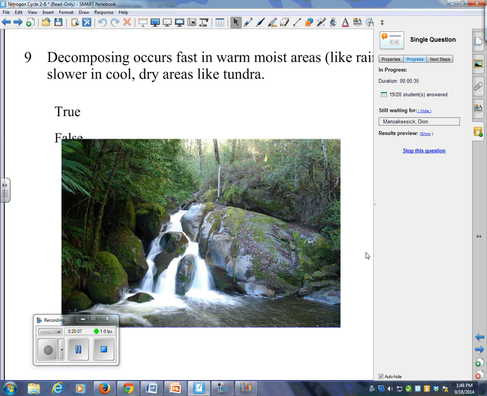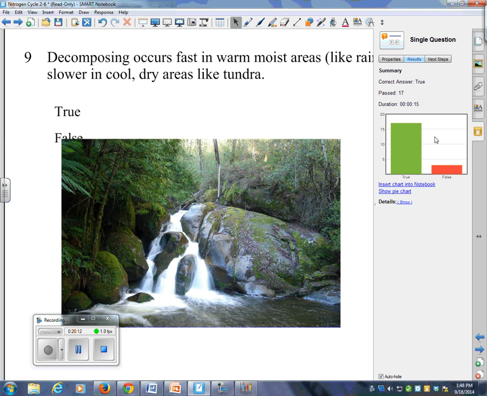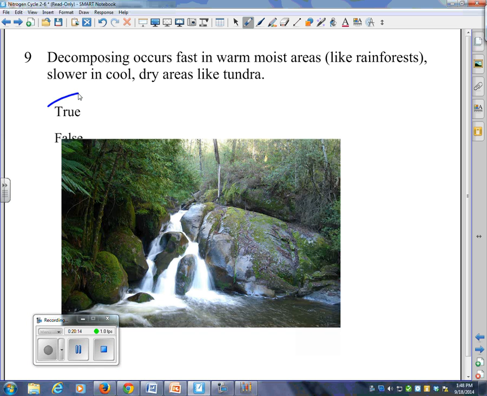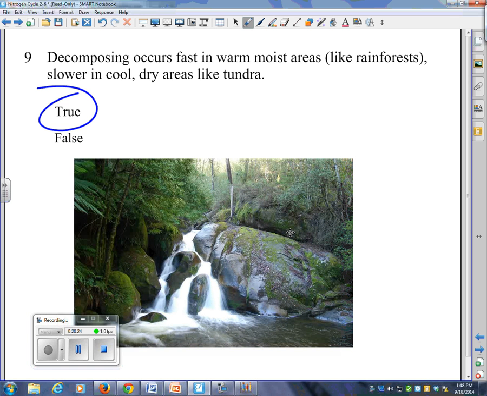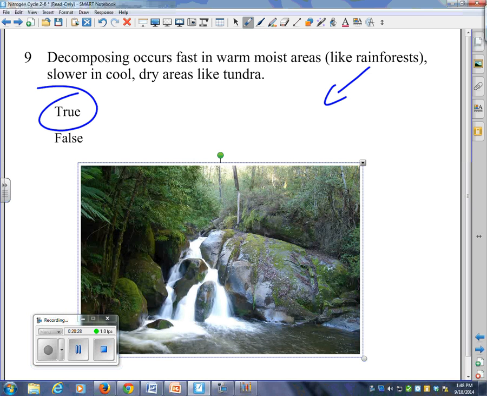Sorry, Dion, the correct answer is true. Decomposing occurs fast in warm, moist areas like rainforest, slower in cool, dry areas like tundra. So, what does that mean? It means in rainforests, the nitrogen cycle is fast, and in areas like the tundra, the nitrogen cycle is slow.